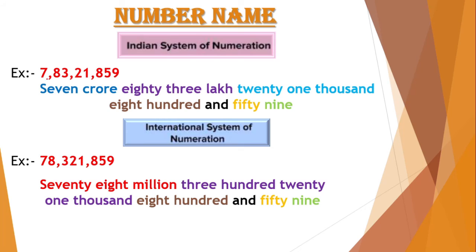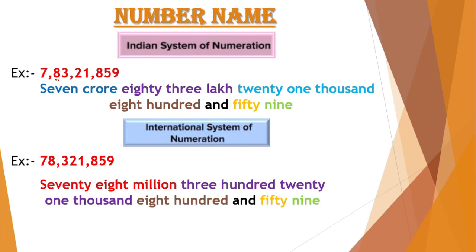So we have an example, 7,83,21,859. They already placed the commas, after every 3 digits and then 2 digits. Now the first number we have is 7. They wrote 7, and 7 is in crores period. So they wrote 7 crore.